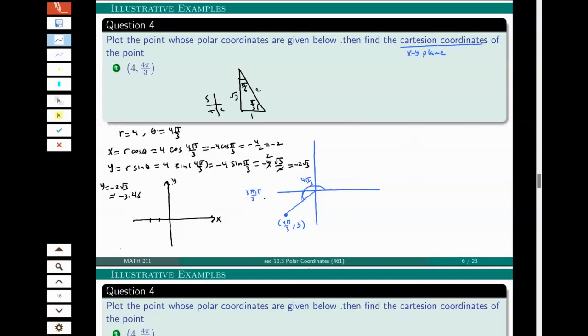Now, we have x is minus 2, and y is minus 3.46. So the point is here, and you can see it's the same location.